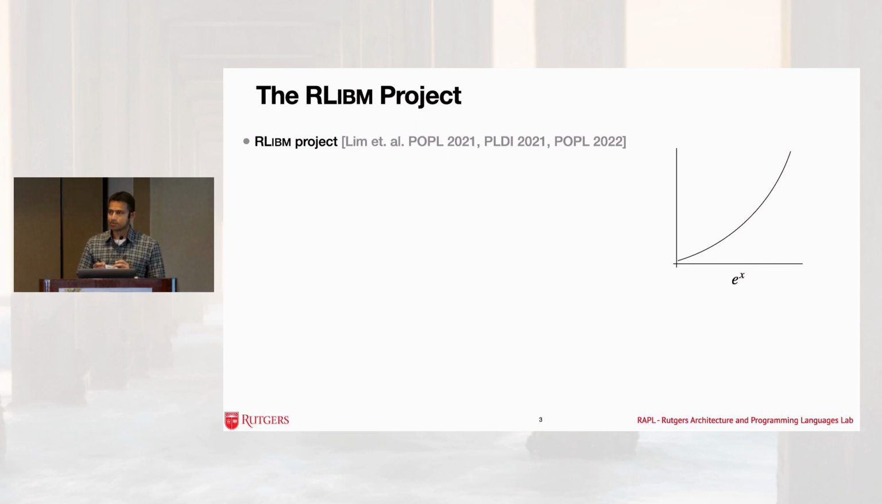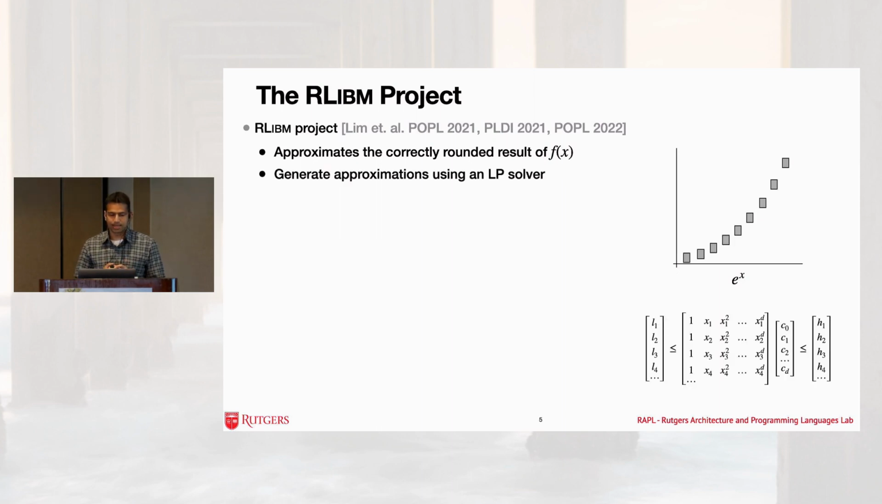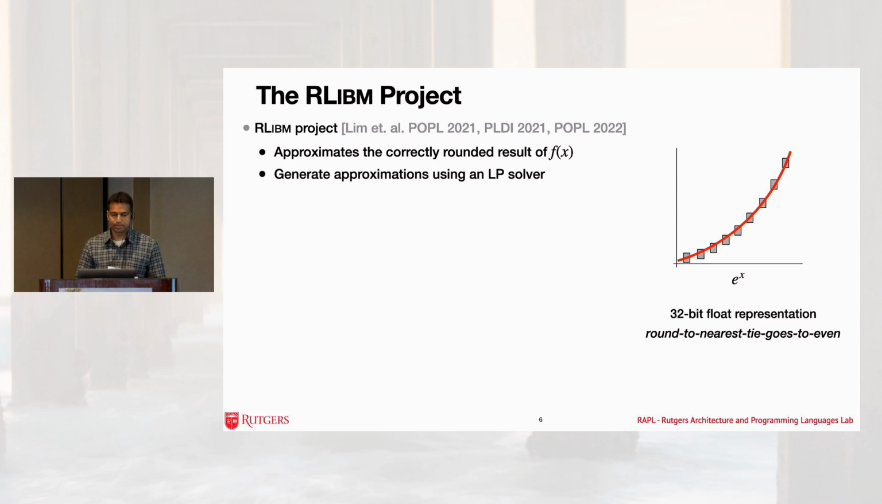Through the RLIBM project, we have been making a case for generating polynomial approximations that directly approximate the correctly rounded result of f of x. And we achieve this by formulating the problem of generating this polynomial as an instance of linear programming. Using this technique, we were successful in generating several correctly rounded elementary functions for the 32-bit float type with the default floating point rounding mode.